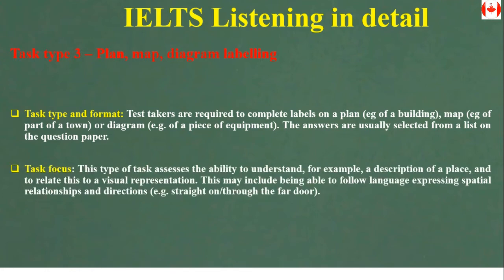In this task, they assess the ability to understand, for example, the description of a place. It describes, for example, that this place is above this one, or on the right of this one, or on the left. So you have to choose the right answer and put it in the right place on the map or the diagram. They assess your ability to understand a description of a place, and also a visual representation. This might include being able to follow language expressions, spatial relationships, and directions like straight, through, to, far, door, etc. The number of questions is also variable.